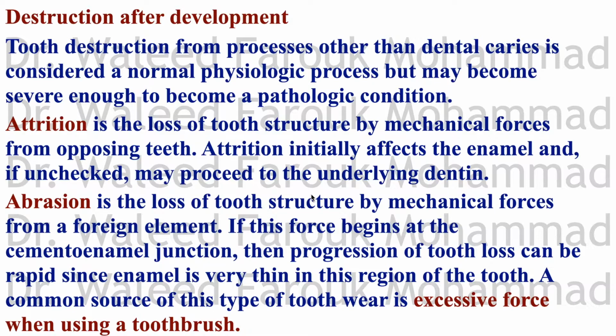The process of abrasion is the loss of tooth structure by mechanical forces from a foreign element. If this force begins at the cement-to-enamel junction, then progression of tooth loss can be rapid, since enamel is very thin at this region. A common source of this type of tooth wear is the excessive force when using the toothbrush, for example.